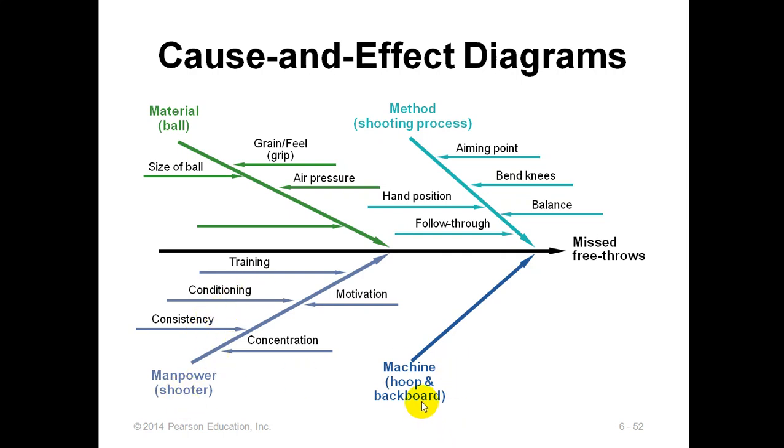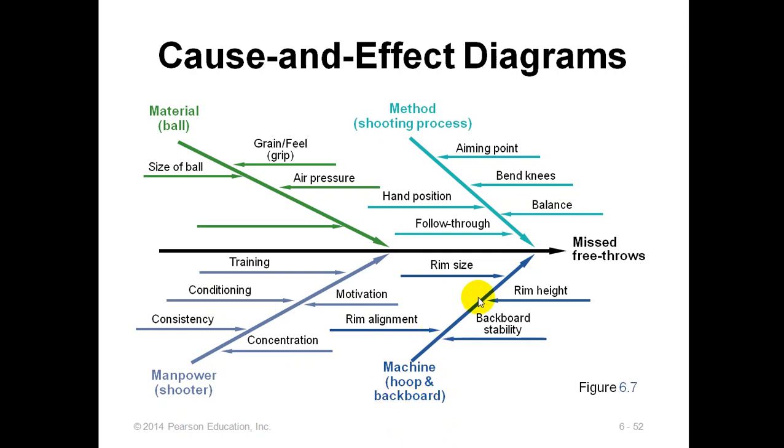And machine, we also check the reason, maybe the rim size, maybe the rim light, maybe the backbone stability, rim alignment, maybe the other issues can be. So here there could be multiple reasons for this problem. So this fishbone diagram helps us to identify what are the causes of the problems, right?